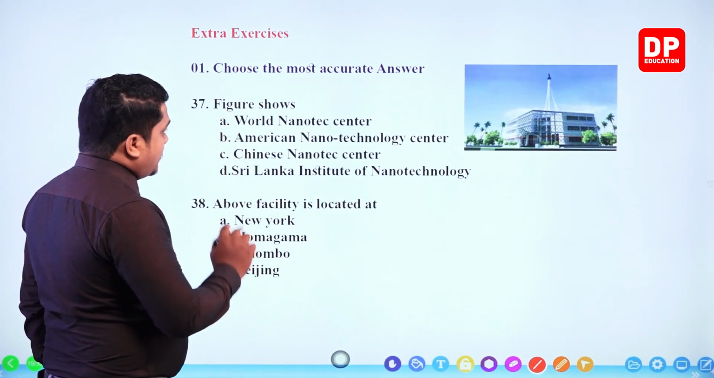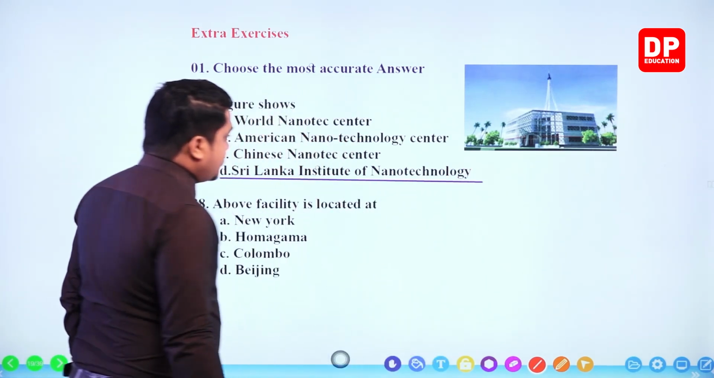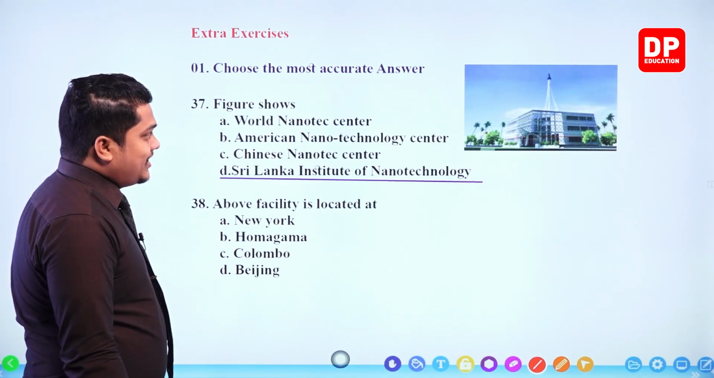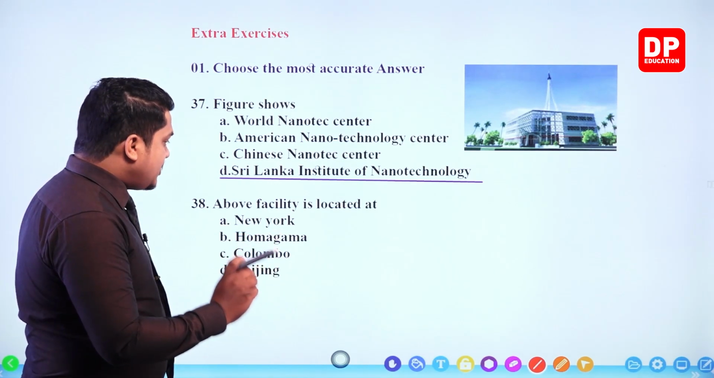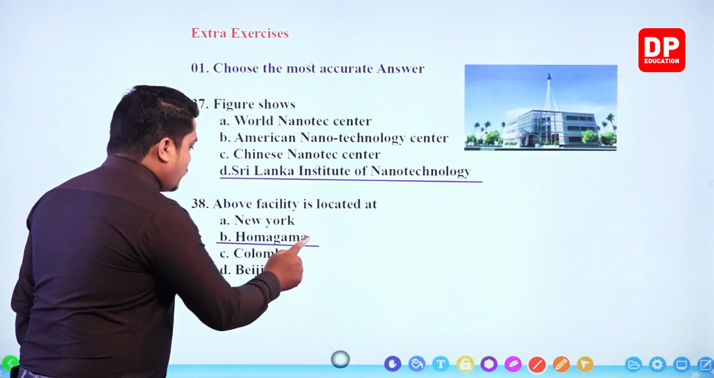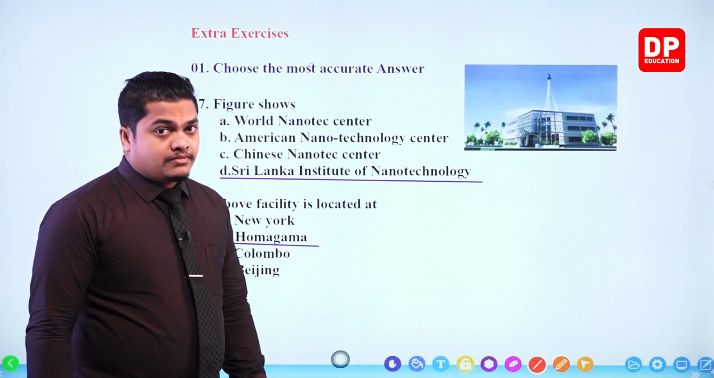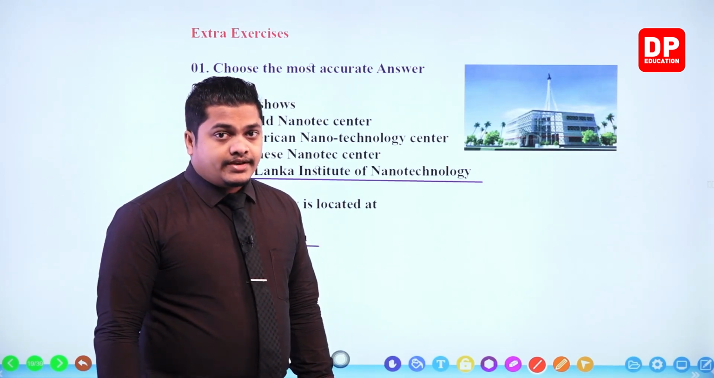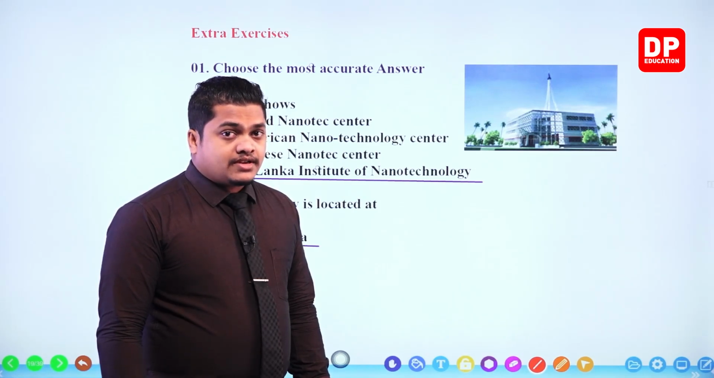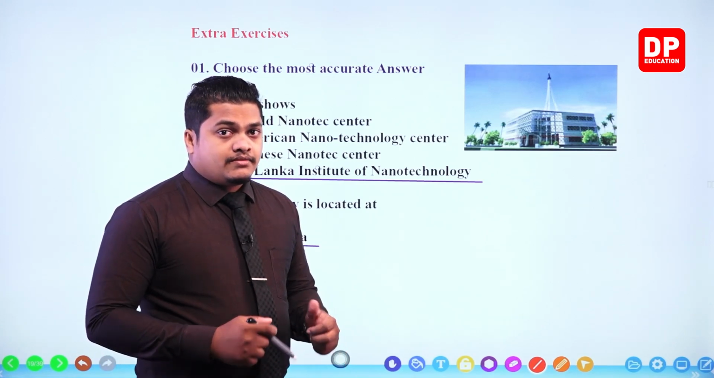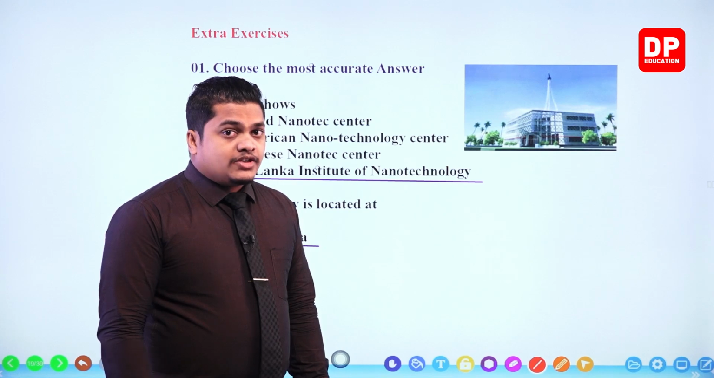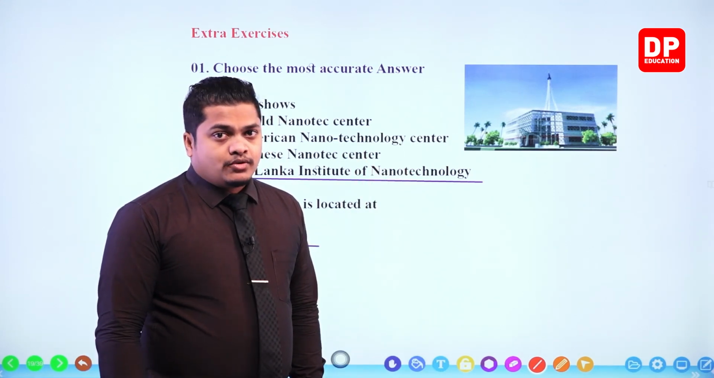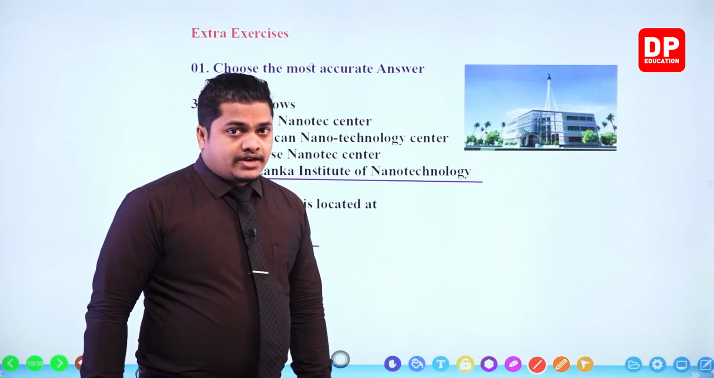Okay, so our answer should be, the figure shows Sri Lanka Institute of Nanotechnology, right? It's not the World Nanotech Center, it's not the American Nanotechnology Center, it's not the Chinese Nanotech Center, it's the Sri Lanka Institute of Nanotechnology, which is located at Homagama, not in Colombo, but in Homagama. Okay, Pitipana, Homagama. You can get more details about nanotechnology if you contact the center, right? New trends related to nanotechnology and all the other basic stuff can be taken from this facility if you contact this facility, right? In Sri Lanka also there is a nanotechnology center. This is that center, my dear children, which is located in Pitipana, Homagama area, the Sri Lankan Institute of Nanotechnology.